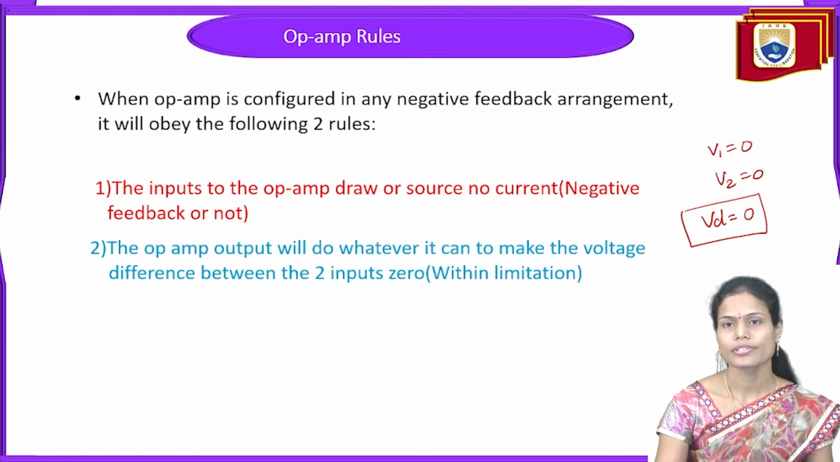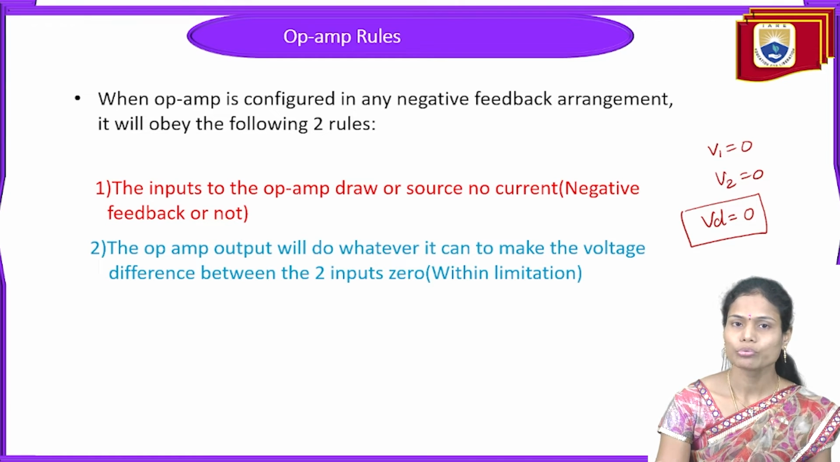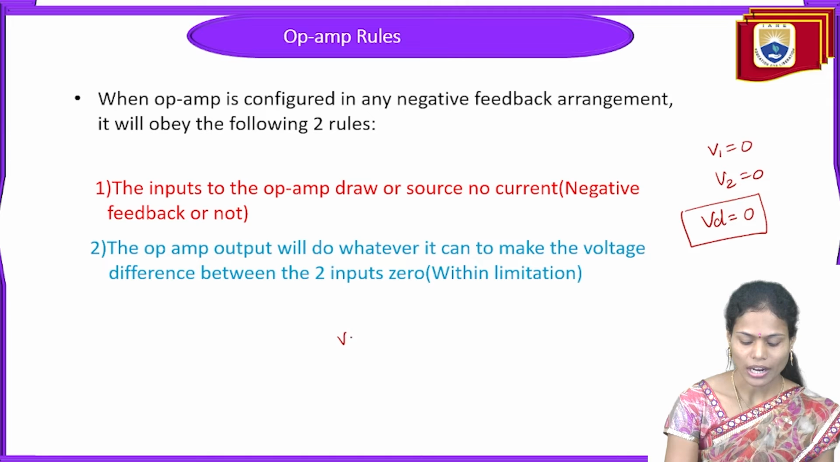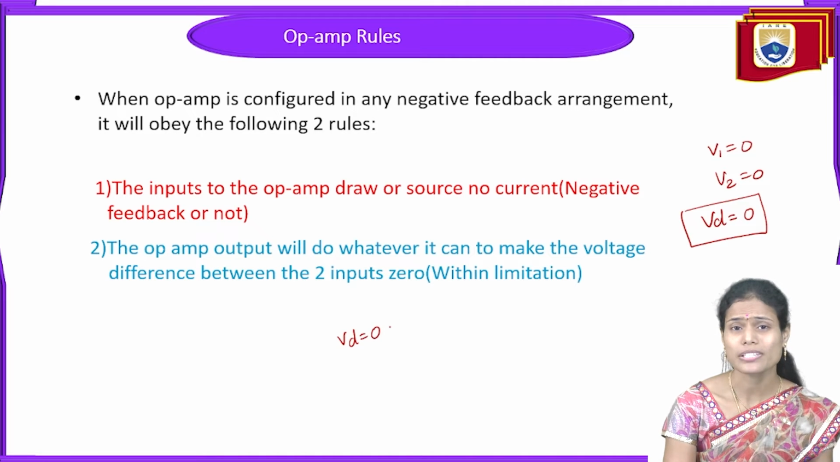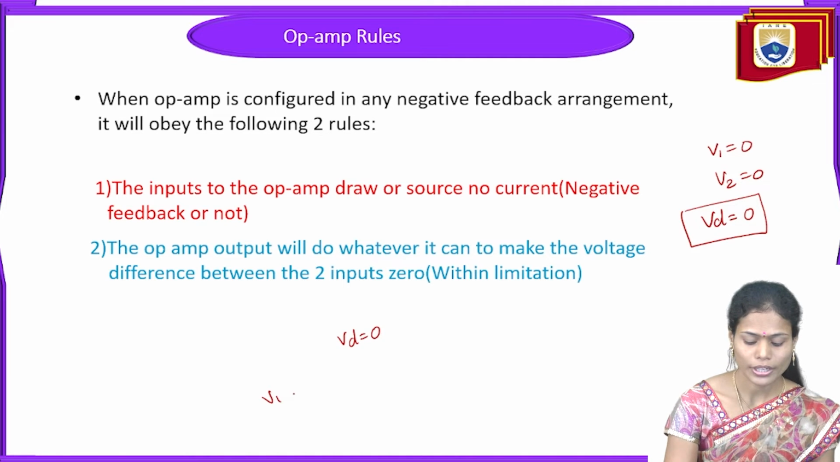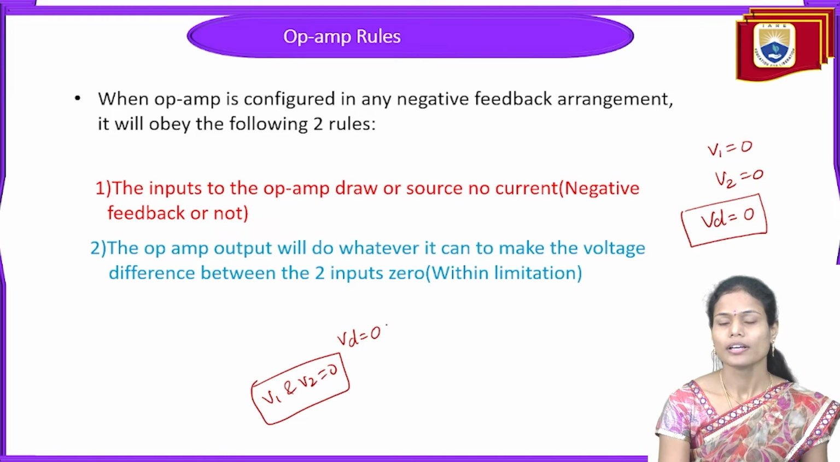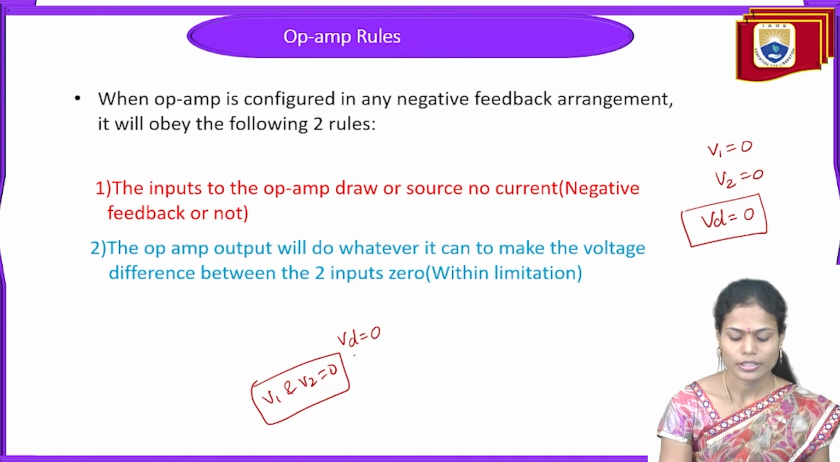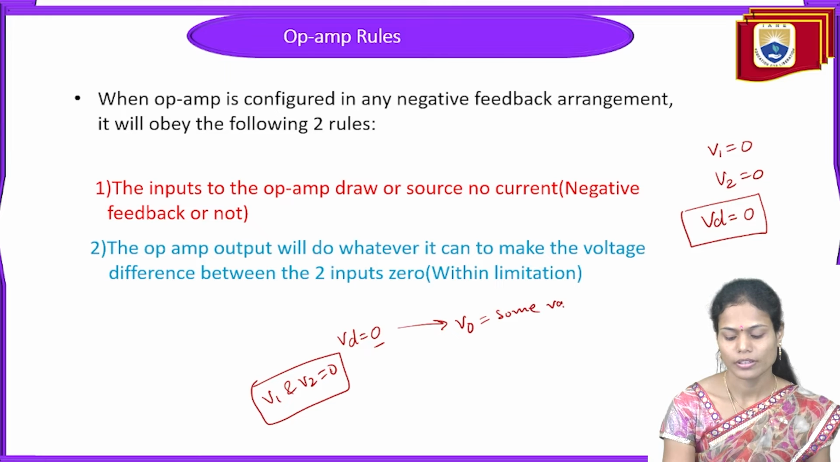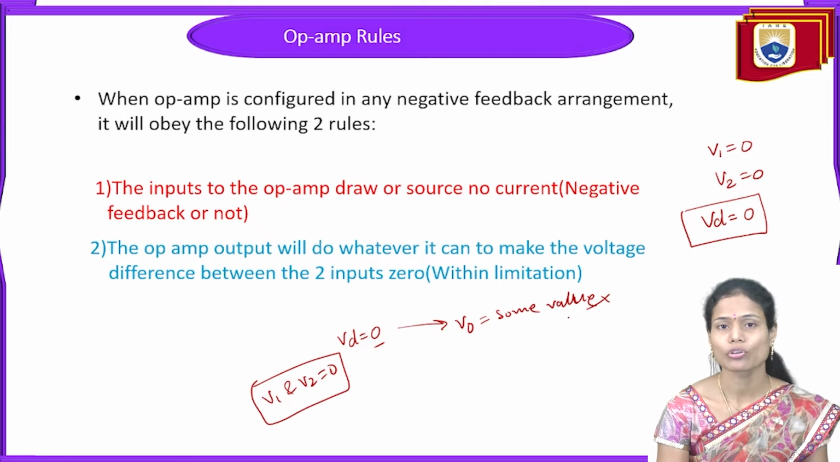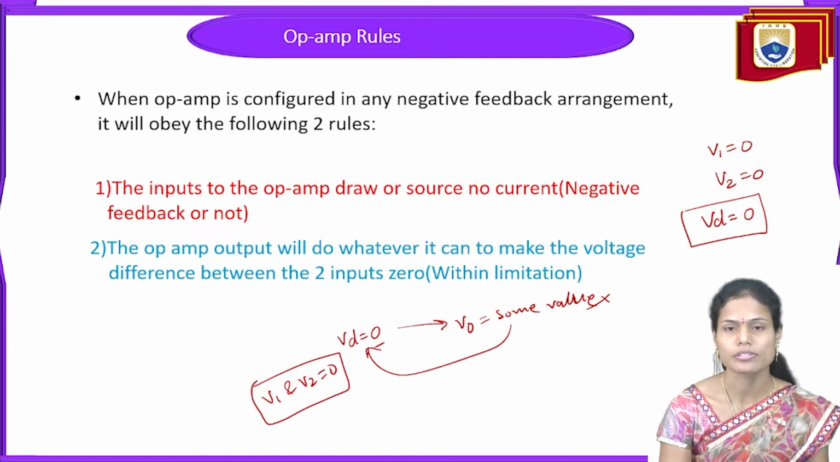The second rule is that the op-amp does whatever it can to make the voltage difference between the two input terminals 0. That is, we must always make the differential voltage 0 whenever we are not providing any signal voltage. Why? Because if we are not providing the signal and the differential voltage has some value, then across the output of the circuit we will get some value. But we should not get any output when the differential voltage is 0.